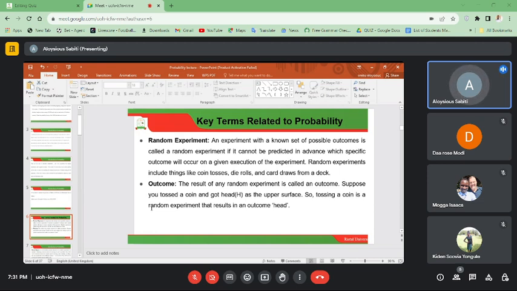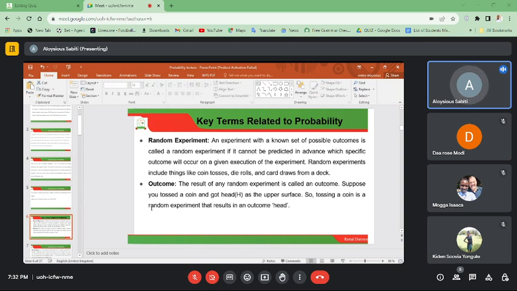One of the key terms is what we call a random experiment. This is an experiment that has a known set of possible outcomes, and it is called a random experiment if it cannot be predicted in advance which specific outcome will occur on a given execution of the experiment. For example, tossing a dice, tossing a coin, or drawing cards from a deck.